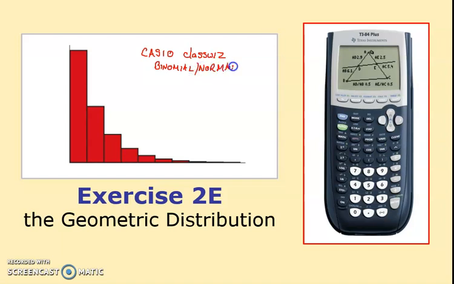But unfortunately, the geometric distribution, which is what today's lesson is on, is not on this calculator, and you have to have a more advanced calculator, and it's this one that I'm suggesting we're going to use. There's obviously other calculators available.